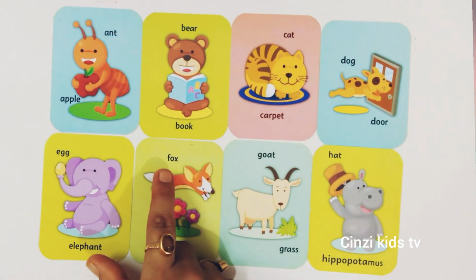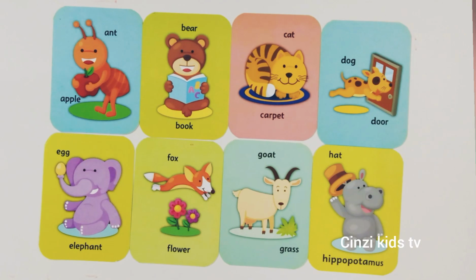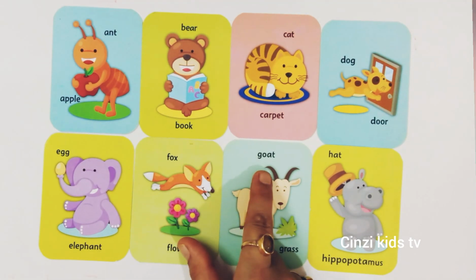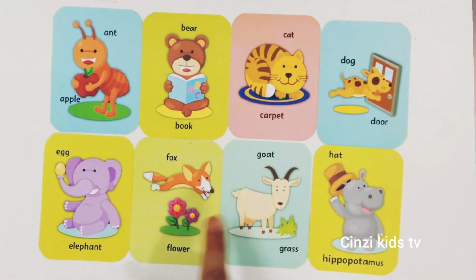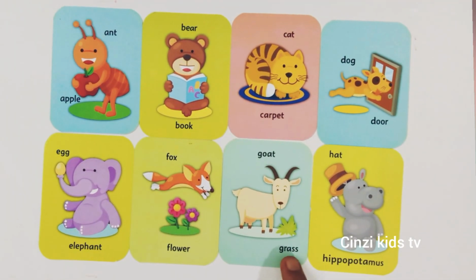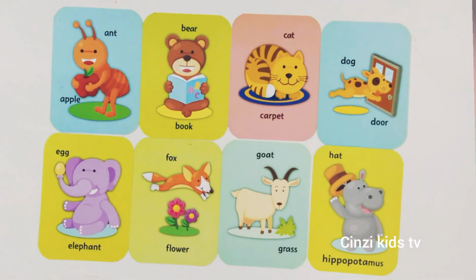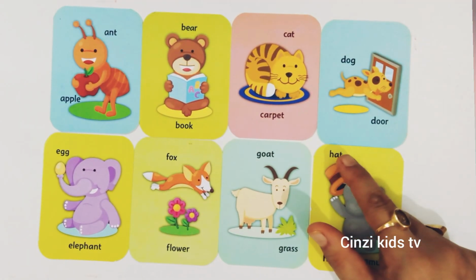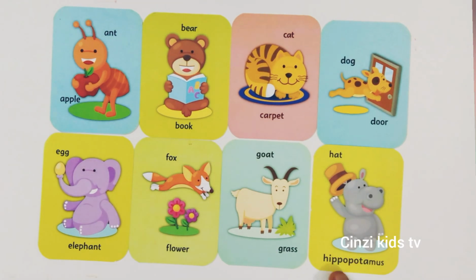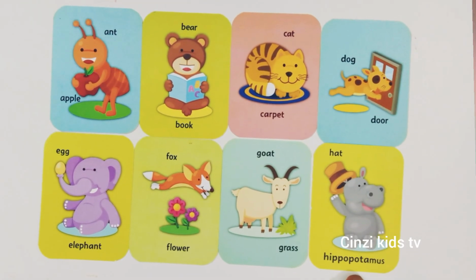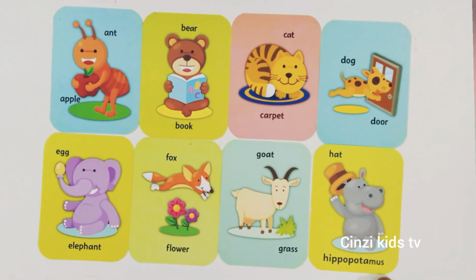F for fox, fox. This is fox. F for flower, flower. This is flower. G for goat, goat. This is goat. G for grass, grass. This is grass. H for hat, hat. This is hat. H for hippopotamus, hippopotamus. This is hippopotamus.